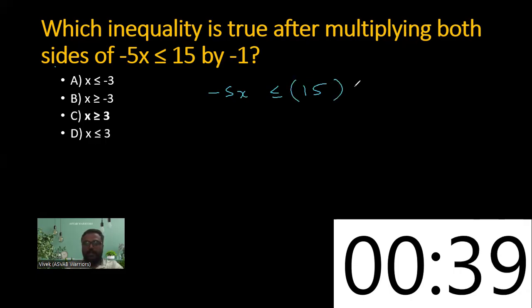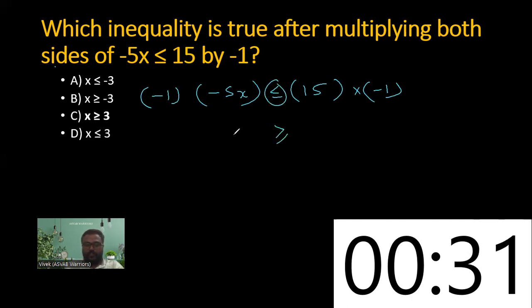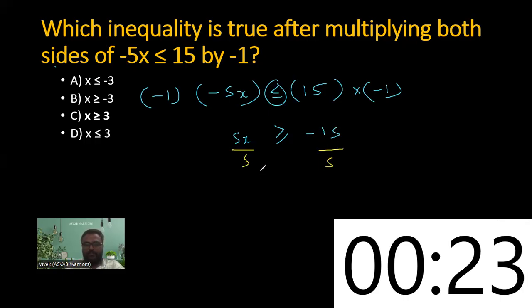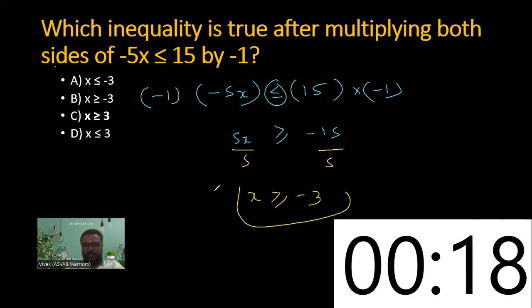So if you are multiplying both sides by negative 1, this inequality is going to flip. So just write it this way now. 5x is greater than or equal to negative 15. Divide both sides by 5. So we have x is greater than or equal to negative 3. Option B is the correct answer. Did you understand it?